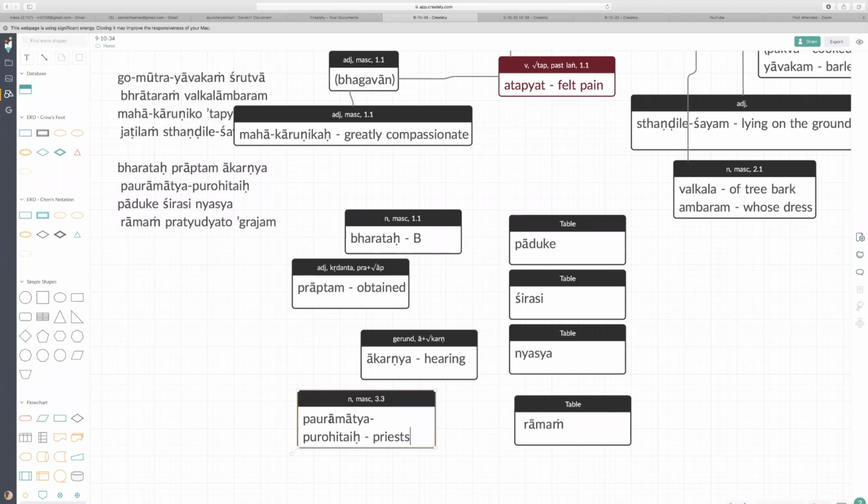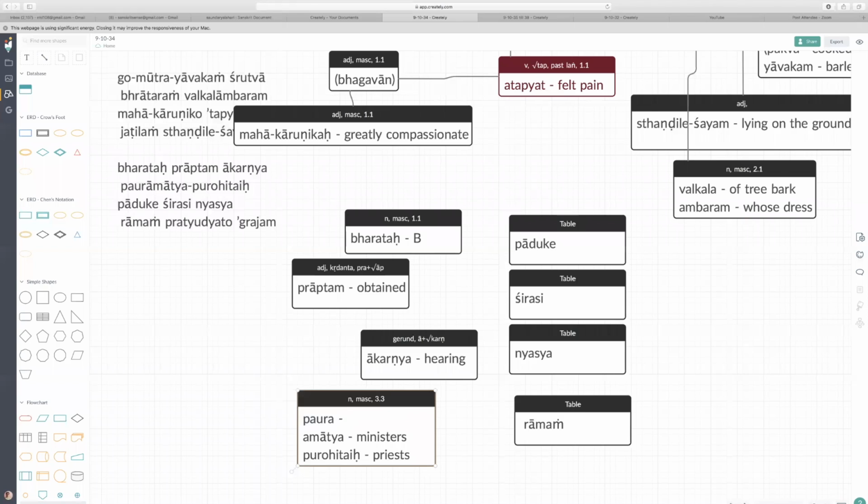Now what about pauramatya? Is it one word? Paura plus amatya. Amatya is a known word meaning ministers. Again, I use a plural ending here because I don't see the vibhakti inside the samasa, but from the context I assume that there are many ministers. It was not just one minister. And what about paura?